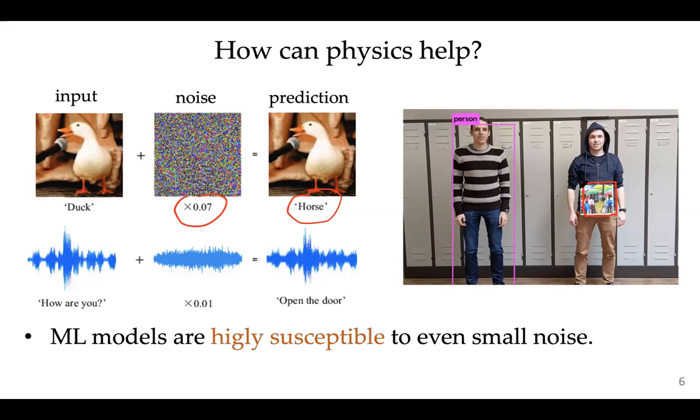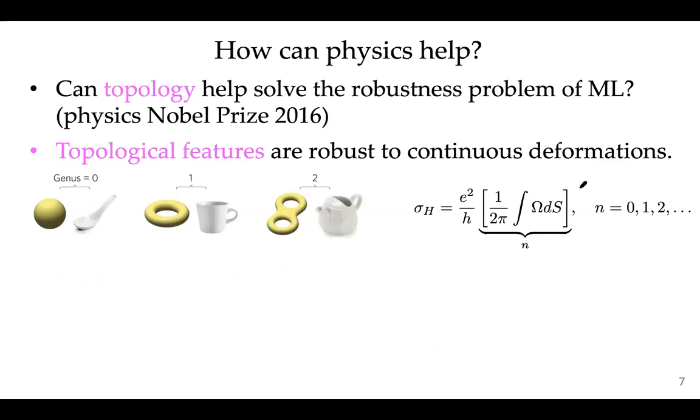So let's go back to physics. How do physicists deal with the situation where there is noise? Is there any physical model or situation where the noise does not really change the prediction or the results? There is actually. The subject of topology came to mind at this point. The question I ask here is, can topology help solve the robustness problem in machine learning? The Physics Nobel Prize in 2016 went to the application of topology in condensed matter systems.